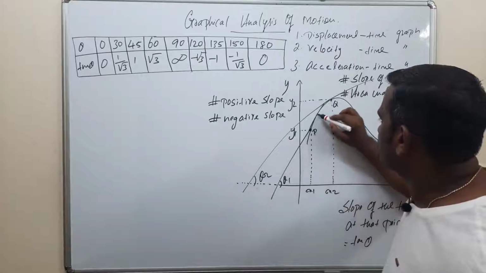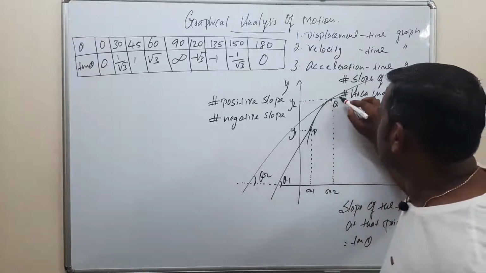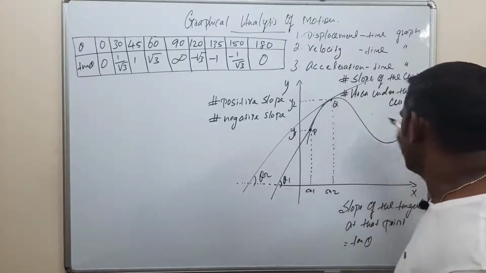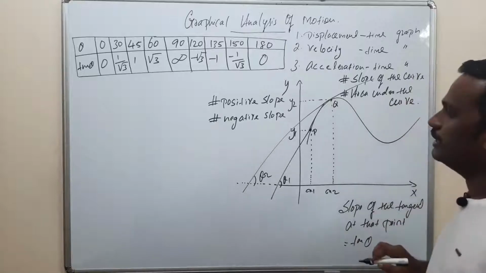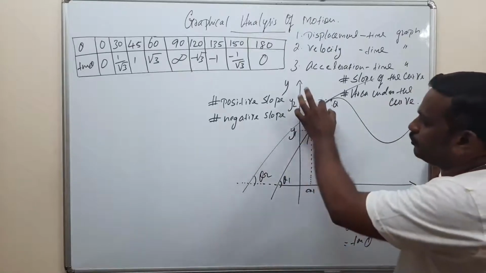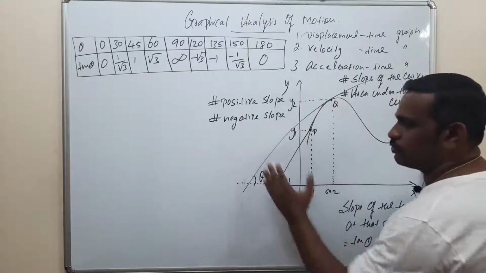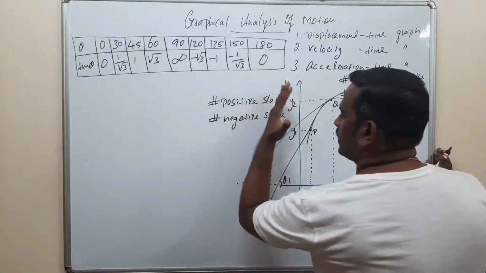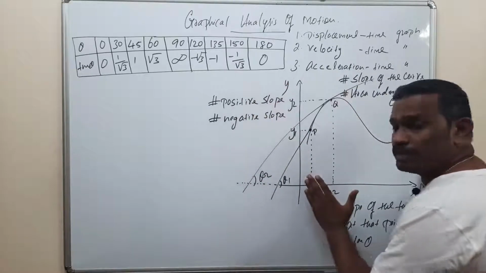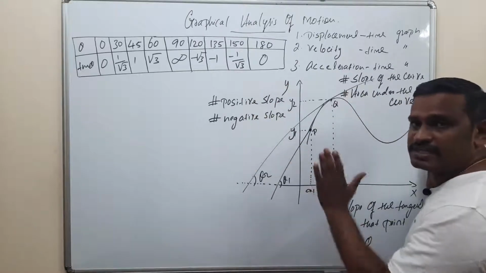So the curve is increasing. At this point it reaches the maximum, and then the curve is decreasing. In this portion the curve starts to decrease. In the increasing portion I have drawn two tangents. It is perpendicular, meaning 90 degrees. Angle is always measured in the anti-clockwise direction.